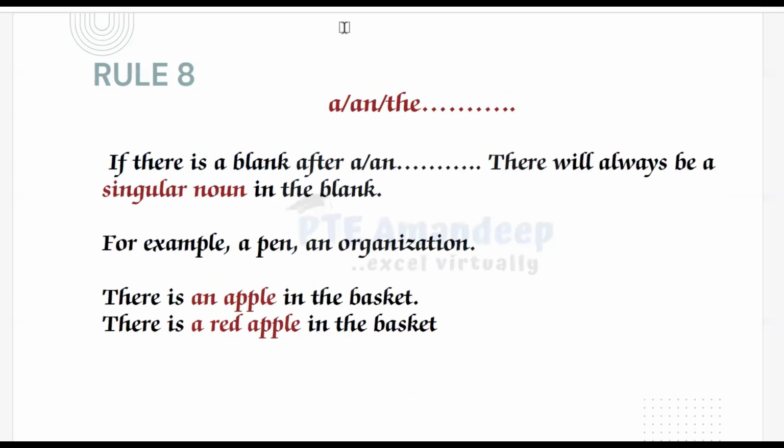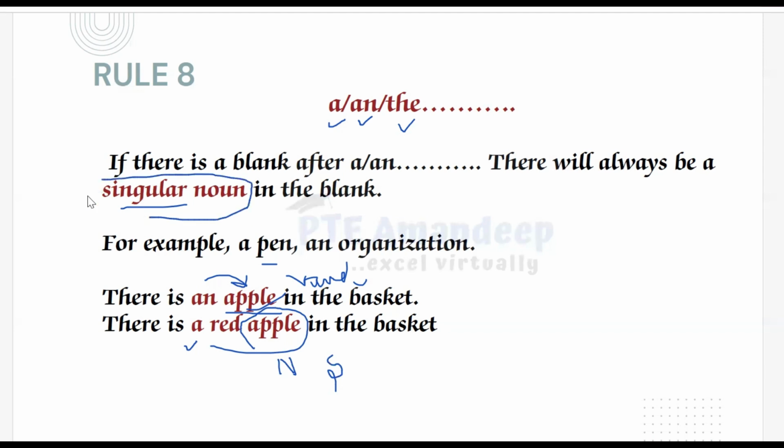Rule number 8 is, these are the articles, a, an and the. If any of these comes before the blank, then what will come? In this case, a noun will be fitted in the blank. It could be anything but in the singular form. For example, if there is "an", what will come? A noun starting with a vowel, but it needs to be singular. Similarly, after "a", we know that a noun will come, but the noun needs to be in the singular form. A red apple. So always a singular noun gets fitted after a, an.